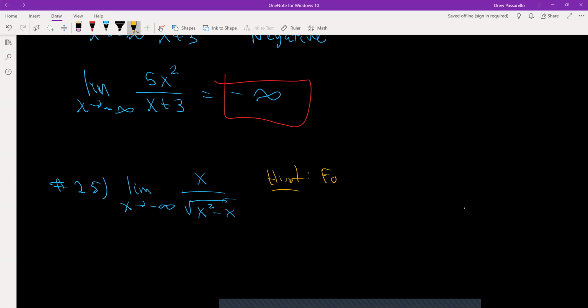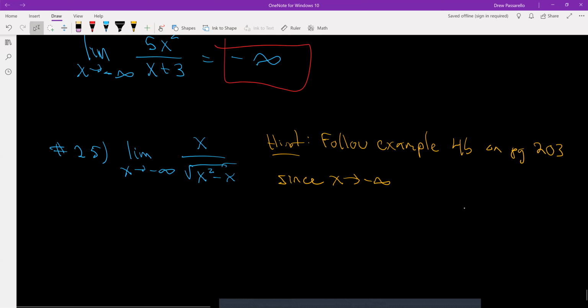And I'm going to follow example 4b. So I won't do the example 4b, I'll just do similar steps on page 203. And then since x is going to negative infinity, x is going to be less than 0.